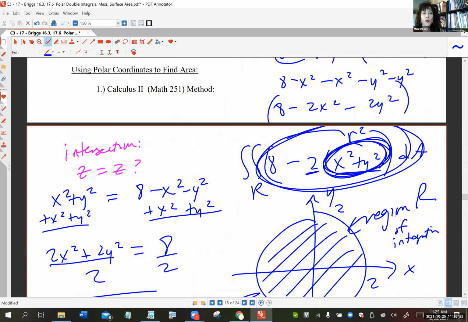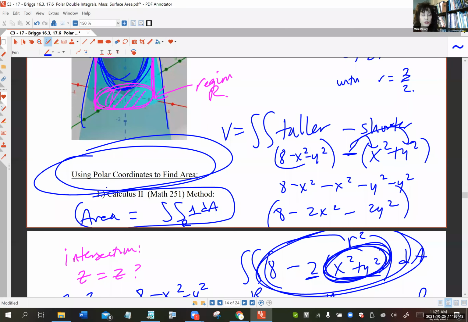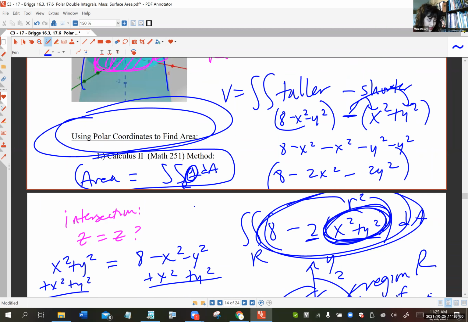Now let's use polar coordinates to find area. So before we start, let me just say that you know how to use a double integral in rectangular coordinates to represent area, because area is simply a double integral over your region where you have a 1 as the integrand. Remember this? That's how you tell that the double integral is representing an area, if there's a 1 as your integrand.